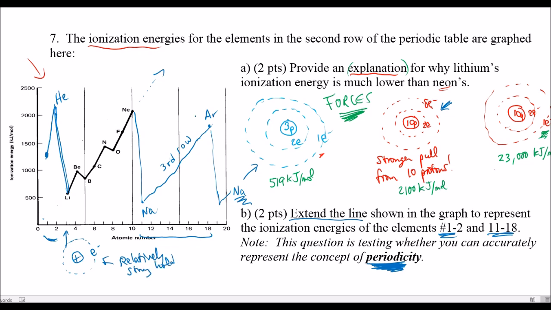All right, so here's the proper graph. You can see it repeats. Up, up, down, up, down, up, down, up, again and again for each row of the periodic table. This is the pattern expected.